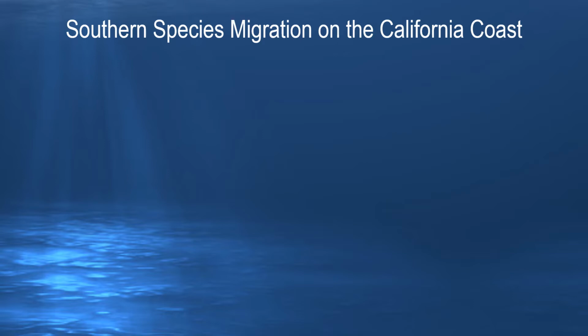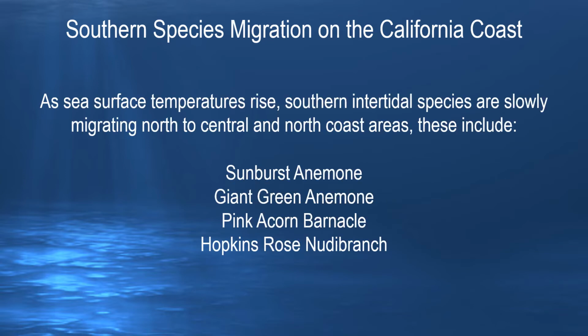Climate has always had a large impact on rocky intertidal ecosystems. Long-term data has proven that species abundance and richness has changed since the early 1930s to present day here in Monterey Bay. Several common southern species that were rare or absent in the 1930s are now abundant here. As sea surface temperatures rise, southern intertidal species are slowly migrating north to central and north coast areas. These include Sunburst Anemone, giant green anemone, pink acorn barnacle, and the Hopkins rose nudibranch.